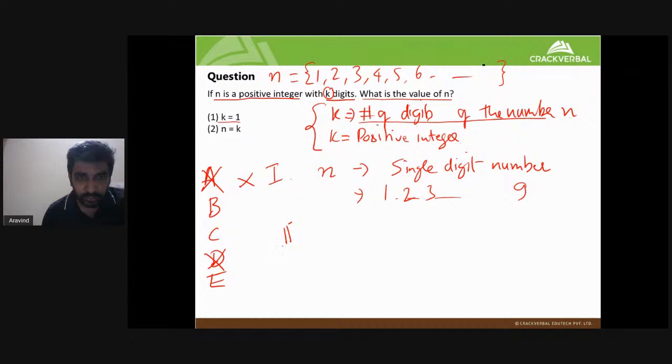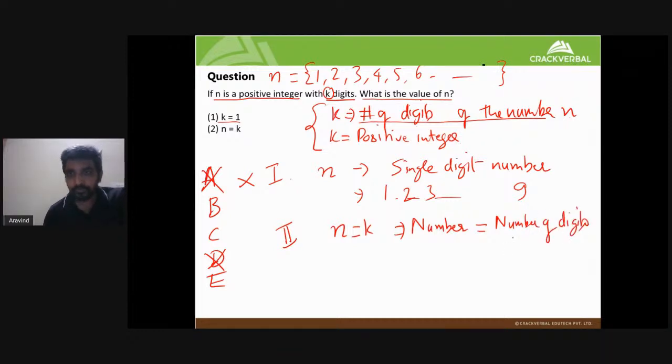Let's test the second statement now. The second statement says n equal to k. What does this mean? This means the number itself is equal to the number of digits in the number. And that's only possible if you take k equal to 1. If you take k equal to 1, you're telling that the number is a 1-digit number and the number is 1. So n equal to k here for sure.